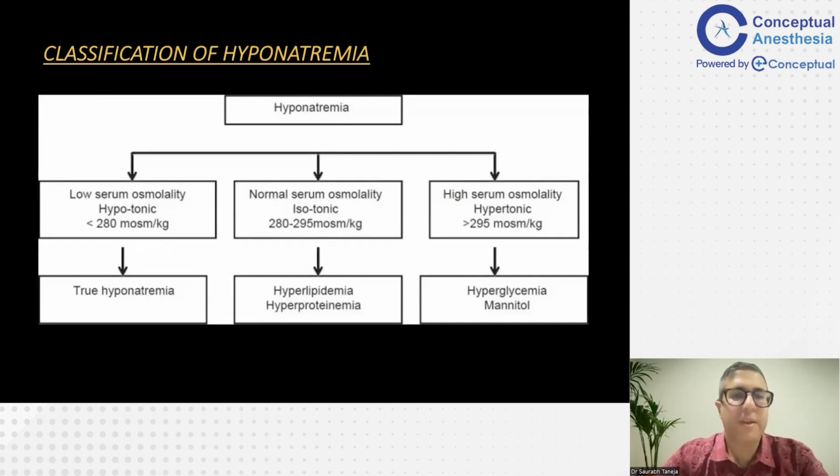So hyponatremia can be with low serum osmolality, normal serum osmolality, or a high serum osmolality. When hyponatremia is there, we expect that the serum osmolality is low. So when in hyponatremia there is low serum osmolality, that means it is true hyponatremia.